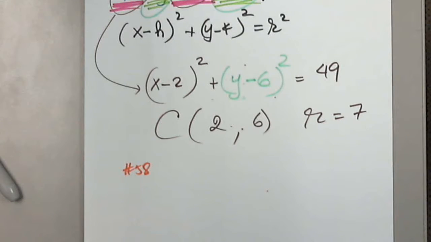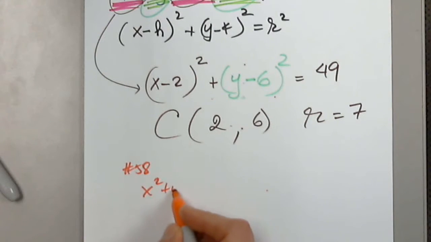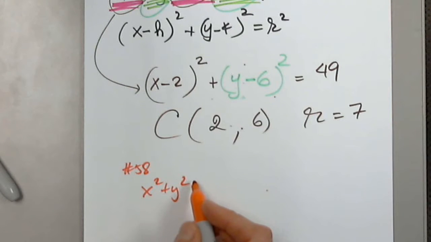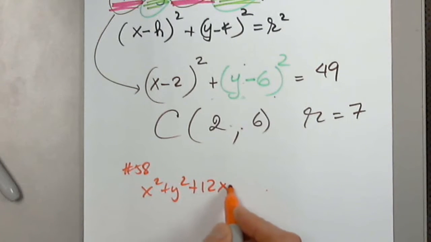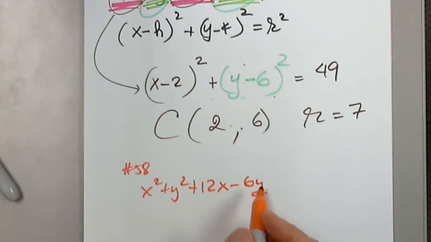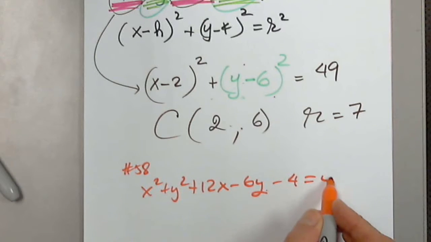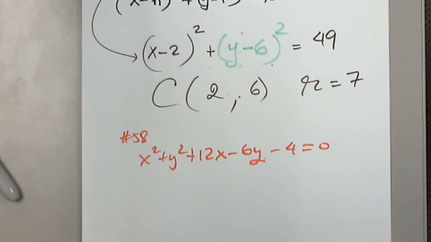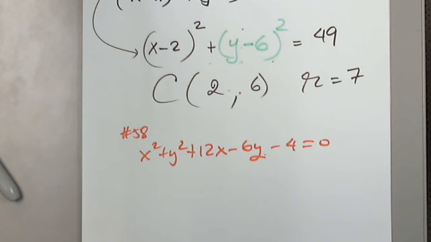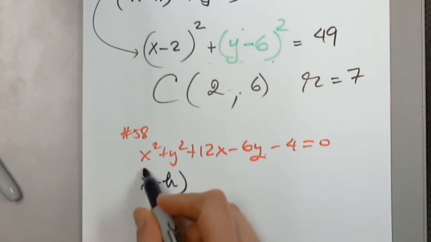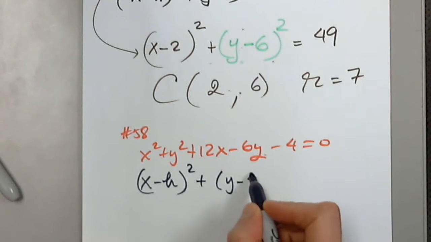And that is x squared plus y squared plus 12x minus 6y minus 4 equals 0. Is this the equation of a circle? The answer is I have no clue. As long as I can present it like this, it will be.